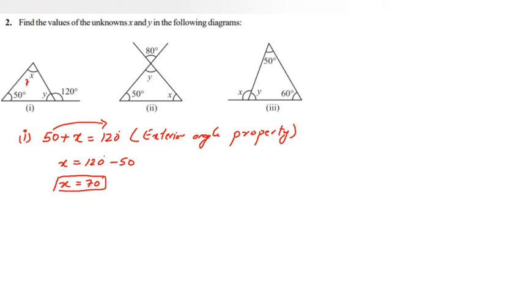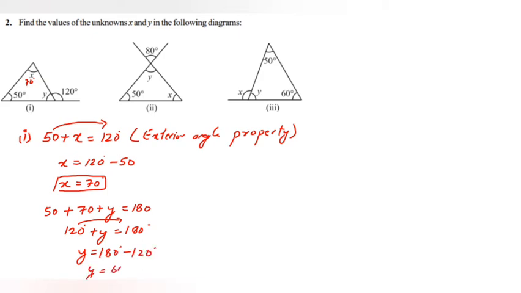Now we're going to apply angle sum property. We know that sum of all angles is equal to 180. So 50 degree plus 70 degree plus this angle y is equal to 180. Now 50 plus 70 is 120 plus y is equal to 180 degree. So we transpose 120 to the other side. So y is equal to 180 degree minus 120 degree. So y is equal to 60 degree. So we got both x and y value. Now we'll go to the next question, second one.